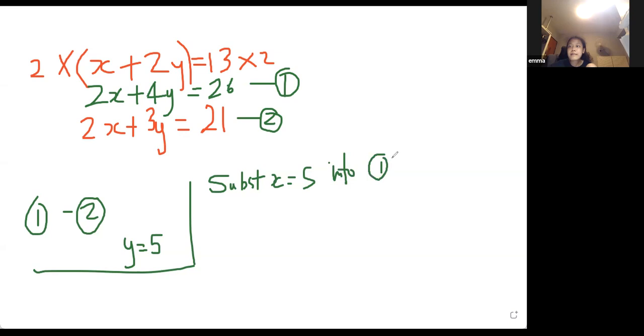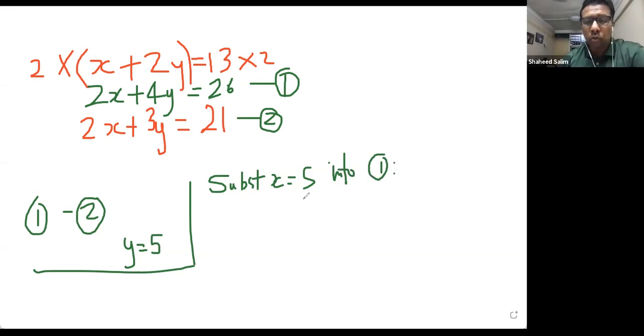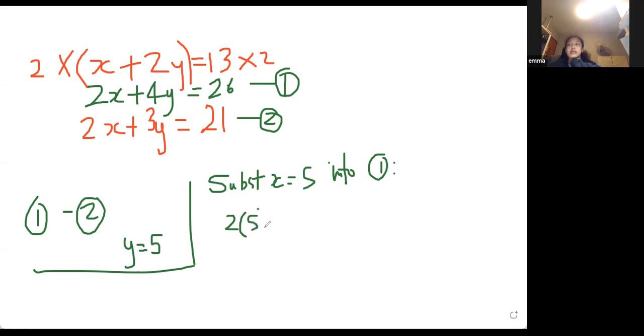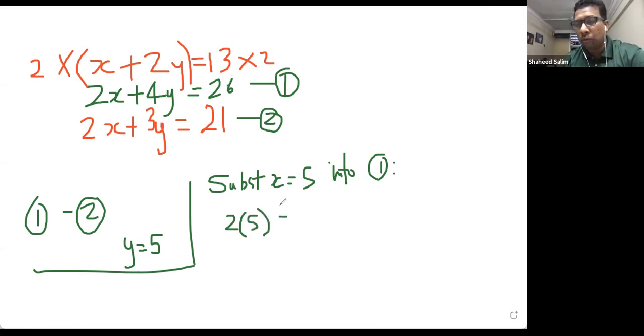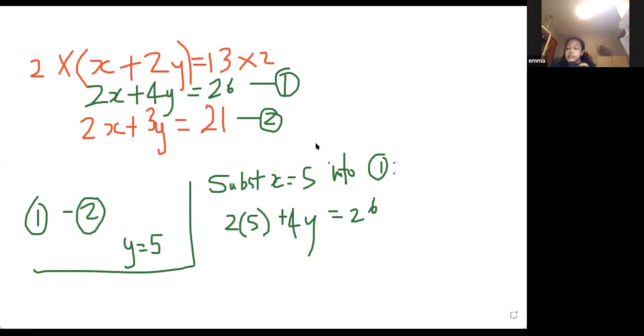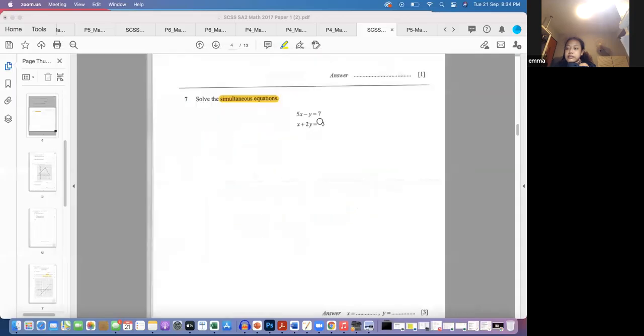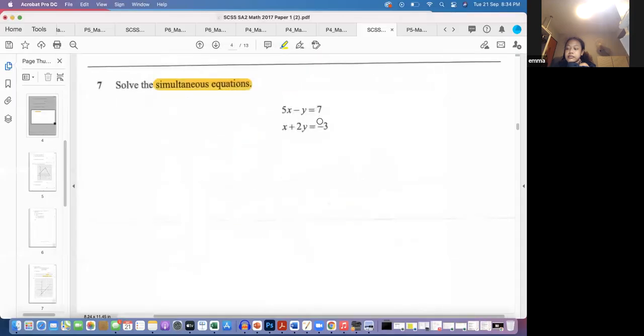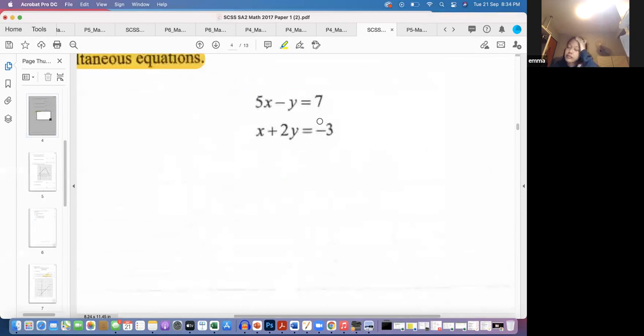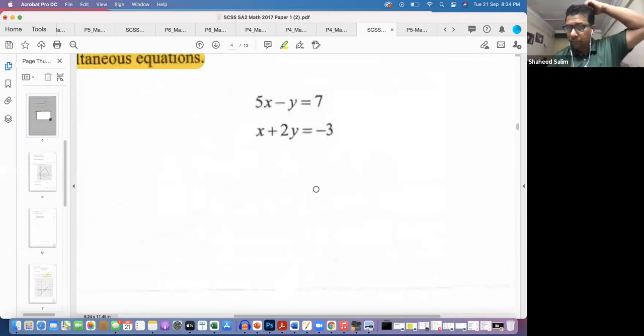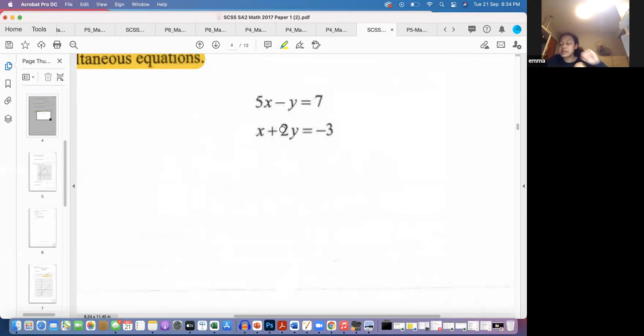Okay, so what happens? So 2x is 5, right? So I put 2, x is 5. I put 5 there. You know what to do? You remember? Okay, do you want to go to that question? Here's the question. You know which one you want to times? The bottom one?